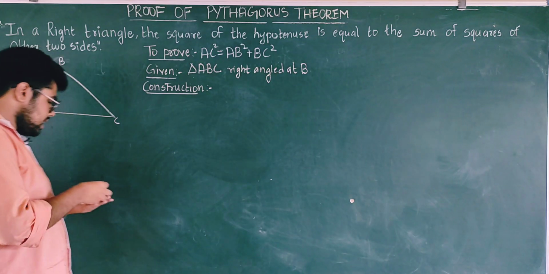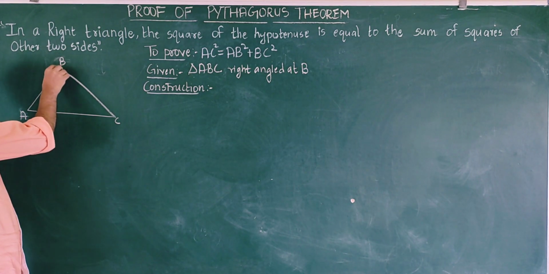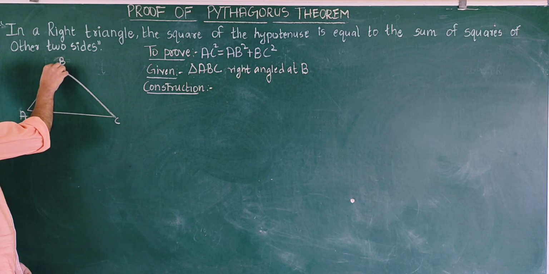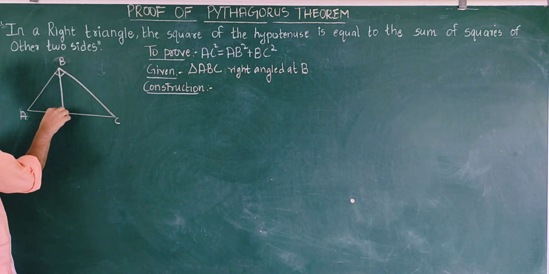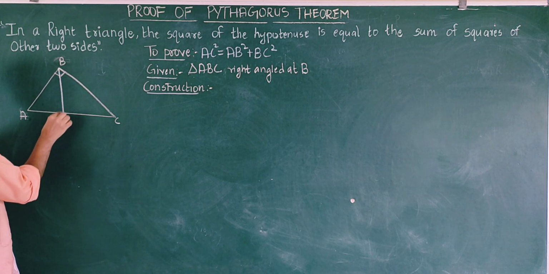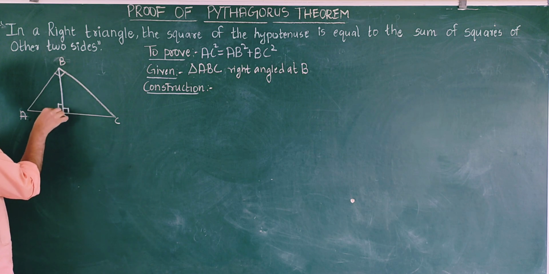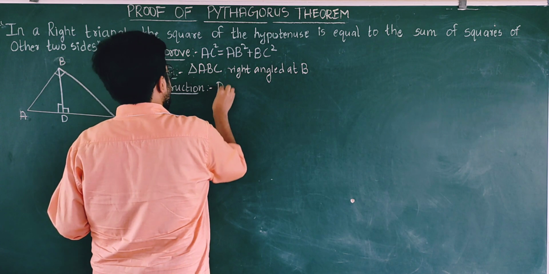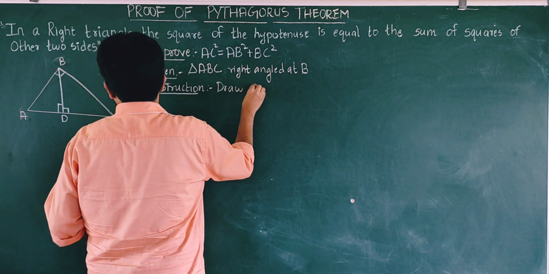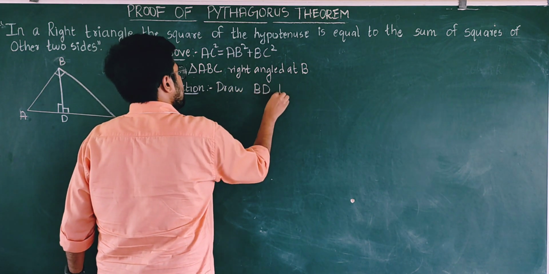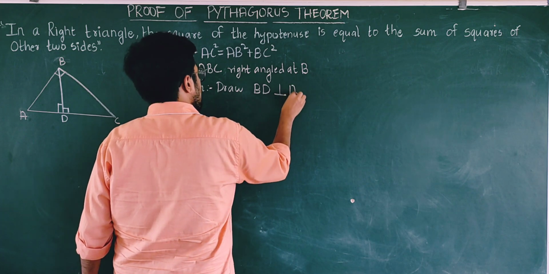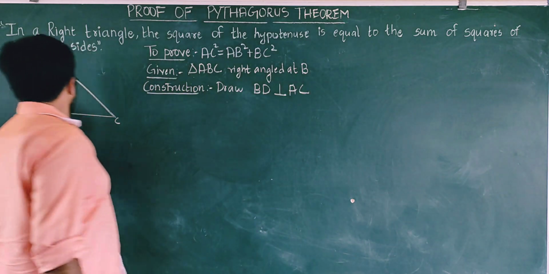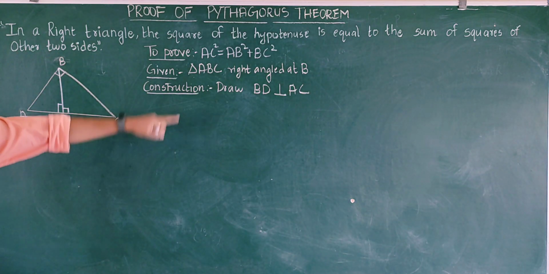I am constructing like this. I will construct a line. Here I will just draw a perpendicular, D. I will write this on both the sides. So what is the construction? Draw BD perpendicular to AC. So I have drawn BD perpendicular to AC. That is what I have written there.